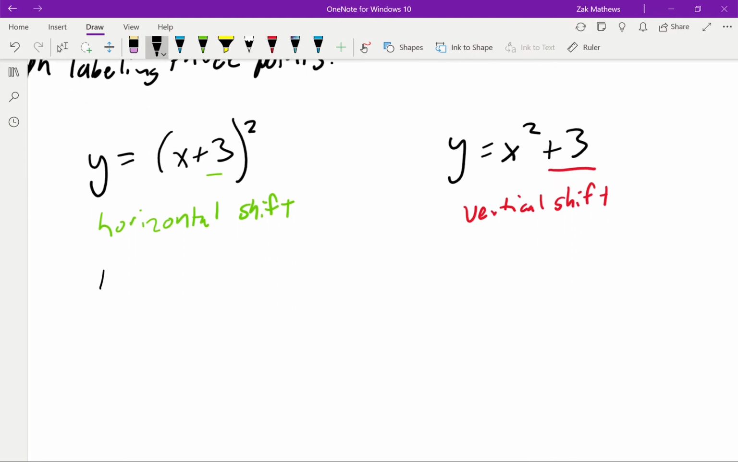Let's actually answer what I asked for. I asked you to do 3 things. I asked you to name the parent function, then the transformations, and then we'll actually do the graph. So for this first one, the parent function is the x squared function.